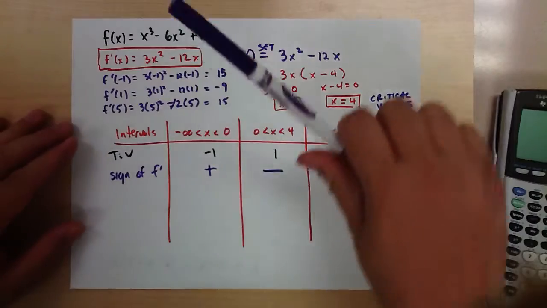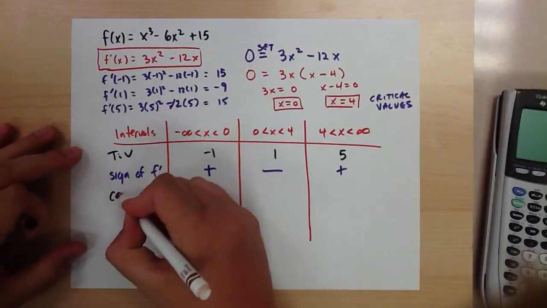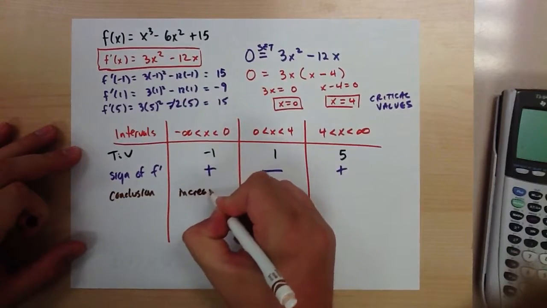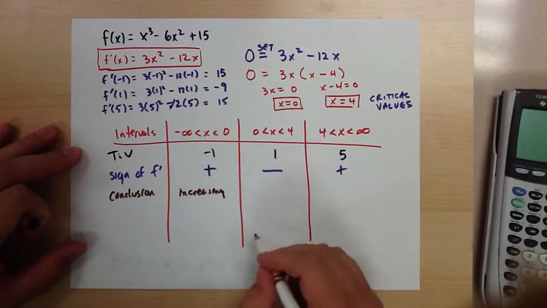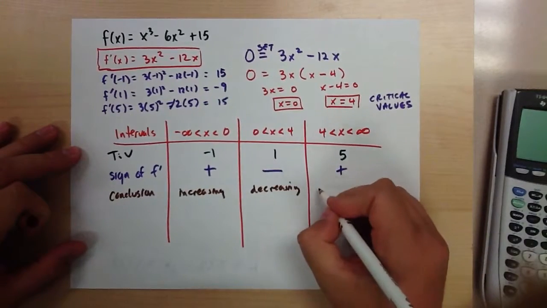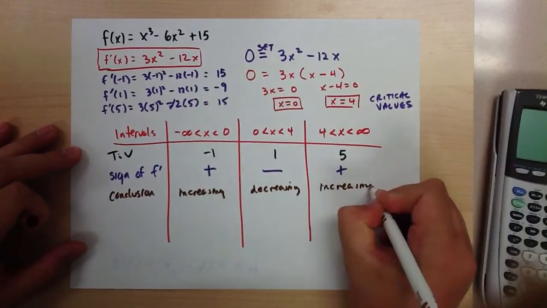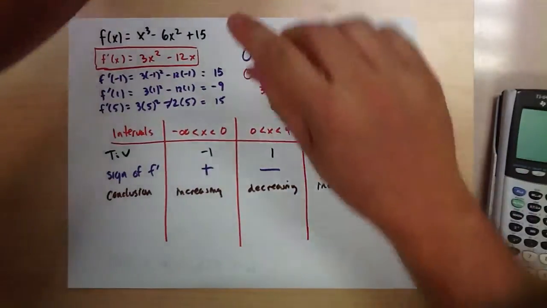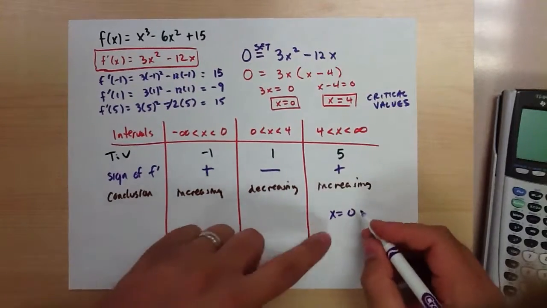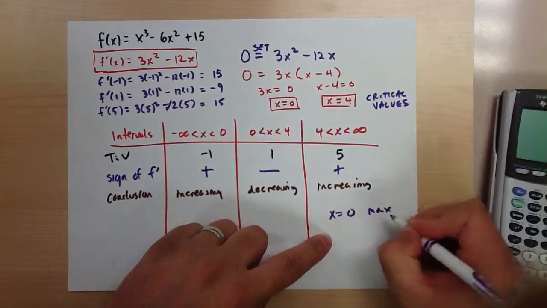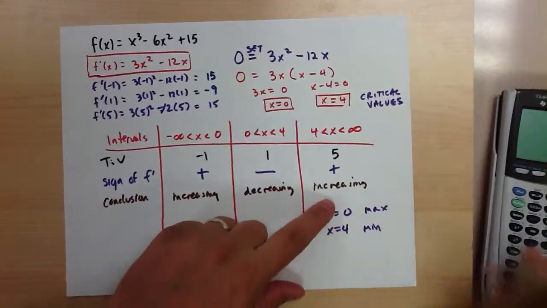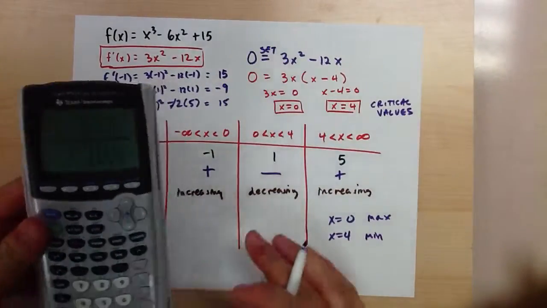And so what I can conclude is that the function's increasing from negative infinity up till it hits 0, and then it starts decreasing after 0, and then it starts increasing again. So what does that mean? That means at x equals 0, I'm going from increasing to decreasing. That is a maximum. And then x equals 4, from decreasing to increasing, is a minimum. I'm going to graph it just to show you.